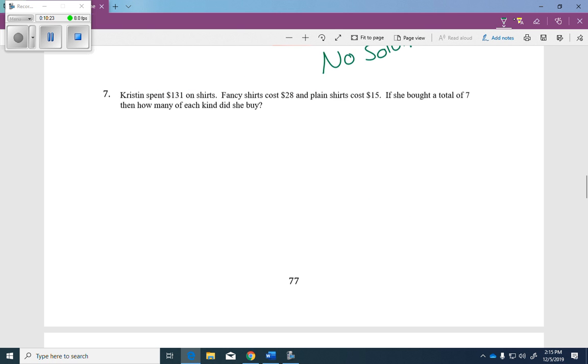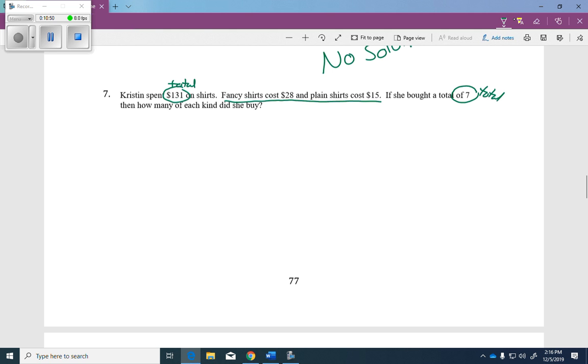Kristen spent $131 on shirts. That's a total amount of money. And fancy shirts cost $28, plain shirts cost $15. This tells me my two different items. And she bought a total of 7 items, I guess. How many of each kind did she buy? So this is another total.